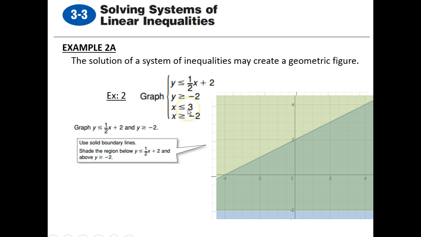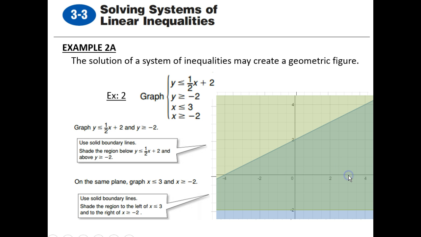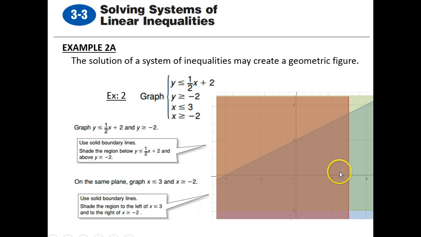Graphing x equals 3 will be over here, right here. And we're going to shade everything to the left of that since it's less than.